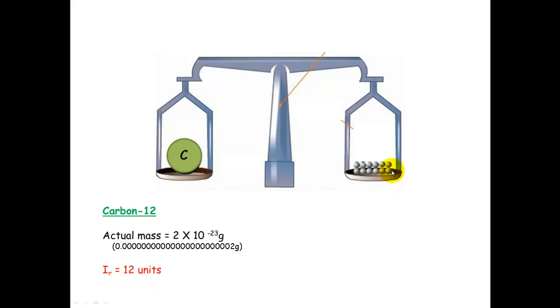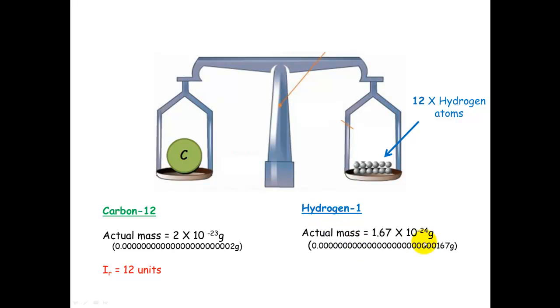Let's have a look at these here, and these are hydrogen atoms. To find the equivalent weight to one carbon atom, we need 12 hydrogen atoms to have the exact same weight. So we can now work out a mass of hydrogen relative to carbon-12. So hydrogen is equal to 1/12, because there's 12 of these equivalent to one carbon. So it's got a relative isotopic mass of 1 unit.